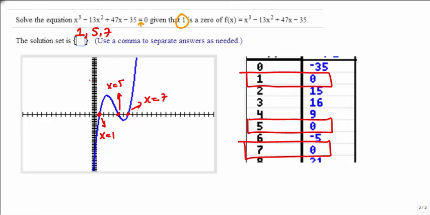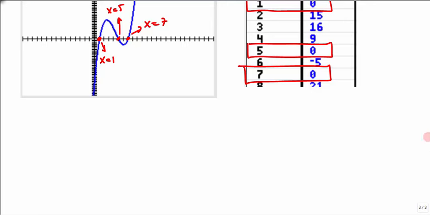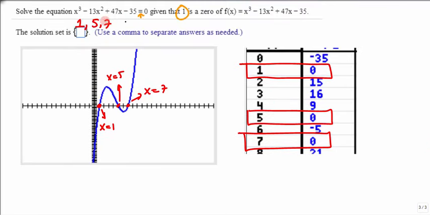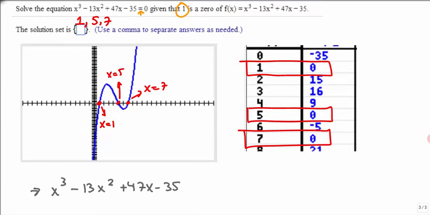Now, how would you do this by hand? Because again, graphing won't always do this. Nice little integer solutions. What if they're decimals or fractions? So what we would do is we would start with the idea that we know 1 is a 0 of the function. So the first step that we're going to take is we're going to look at x cubed minus 13x squared plus 47x minus 35. And I'm not going to worry too much about the equals 0 thing right now. I'm going to worry about that 1 is a 0.